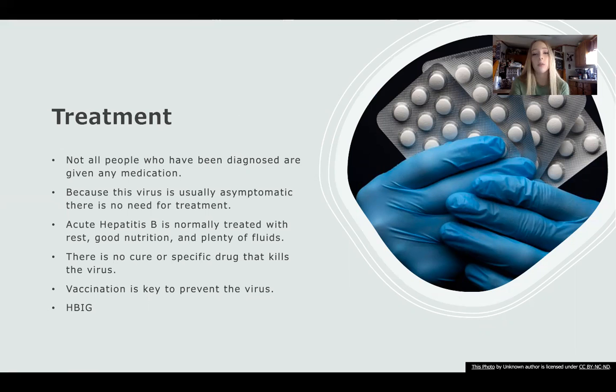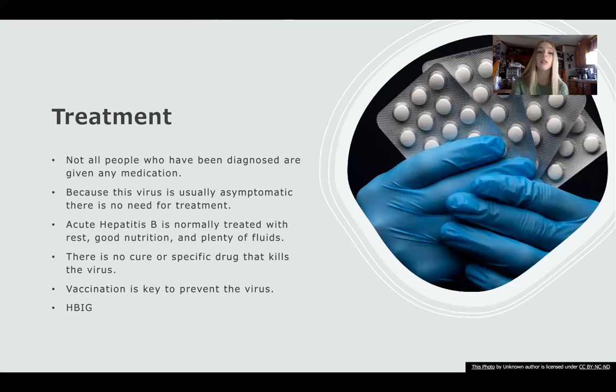Now, acute hepatitis B, like I said, if an adult were to contract it and they have a very good immune system that knows what it's attacking, it's just kind of like a common flu. You get rest, good nutrition, plenty of fluids, just kind of treating it like a little stomach bug. And there is no cure or specific drug that will kill this virus. So, honestly, it depends on which type of hepatitis B you've contracted.